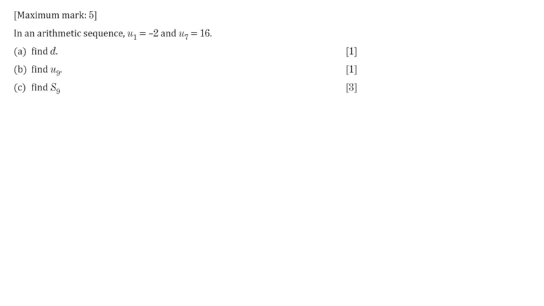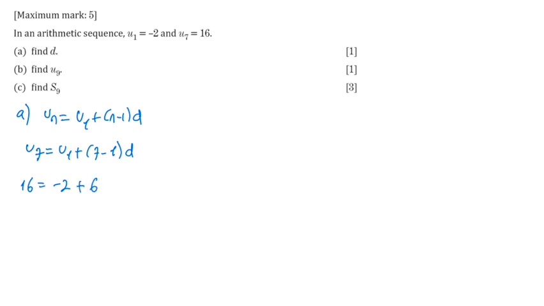In an arithmetic sequence, the first term is -2 and the seventh term is 16. In part A, we can find the common difference by using the nth term formula. Let's substitute our values. u7 equals 16 equals -2 plus 6d, and d becomes 3.